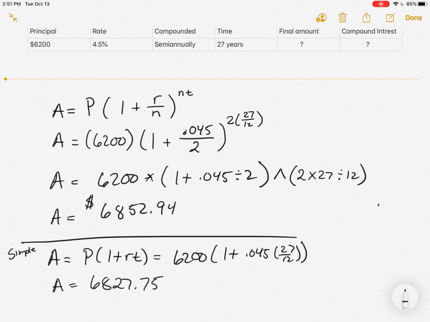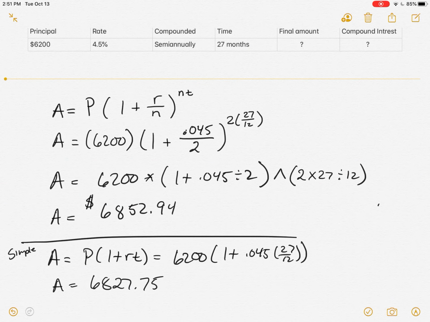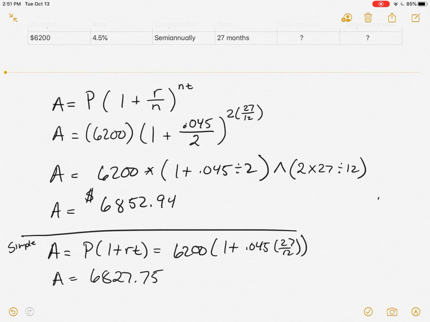Now I saw something in the process. I didn't see that it said years up here. I did this in terms of months. I don't know why I thought that was months, but this would be the answer for 27 months. And so I apologize about that for not seeing it that way. I just want you to see the comparison value in there.